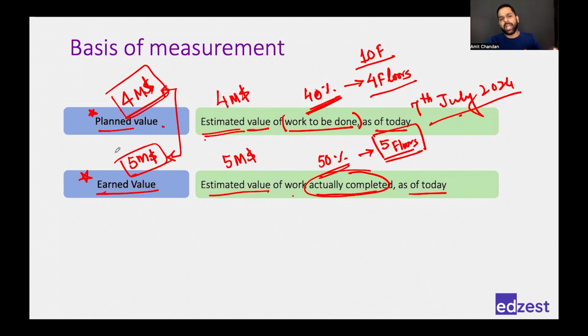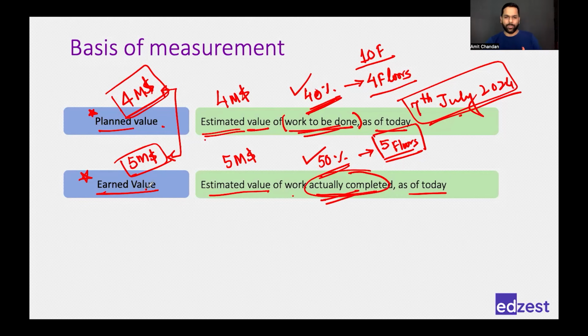Okay, so if you look at planned value and earned value, you come to know that it is a difference between the work that was planned to be done versus the work that is actually completed, which means it tells me about my schedule performance, whether I'm doing more or less work than what I had planned. So on 7th July, which is today, I had planned to do 40%, but I have completed more than that, which is 50%. And it is very much visible through planned value and earned value as well.